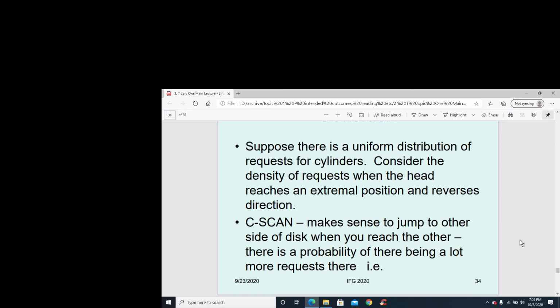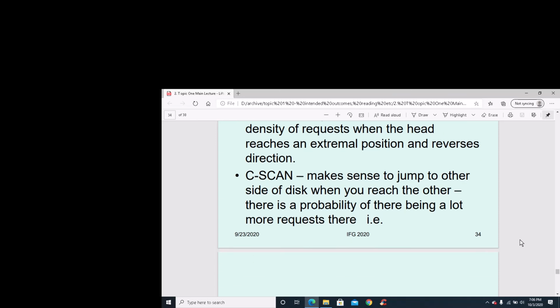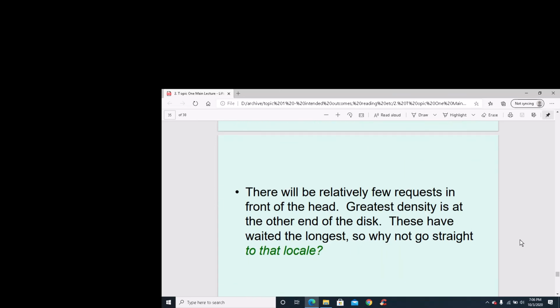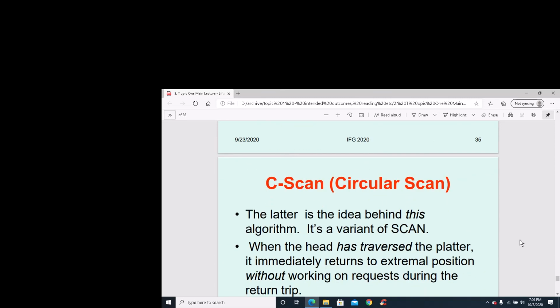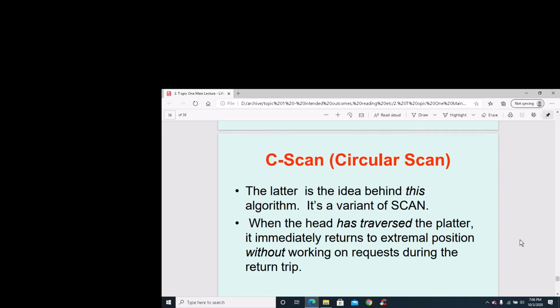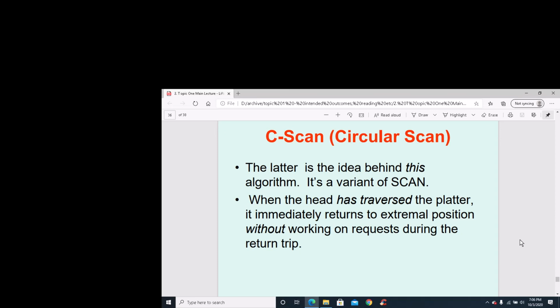So it makes sense, on reaching one side of the disk, to jump to the other side of the disk, because there is a probability of there being a lot more requests there. There will be relatively few requests in front of the head. The greatest density is at the other end of the disk. These requests have waited the longest, so why not go straight to that locale? The latter is the idea behind this algorithm. It's a variation of the SCAN algorithm. When the head has traversed the platter, it immediately returns to the extremal position without working on requests during the return trip.